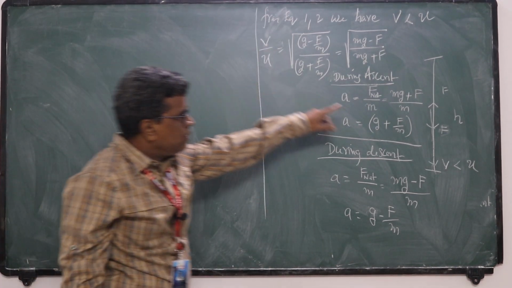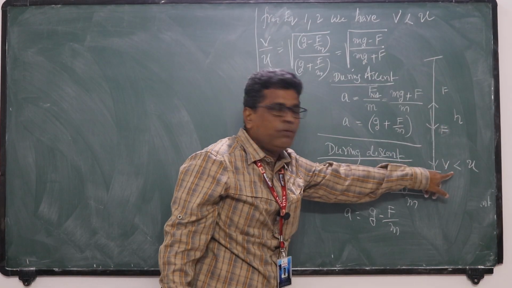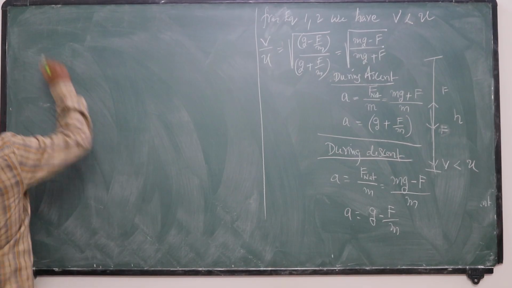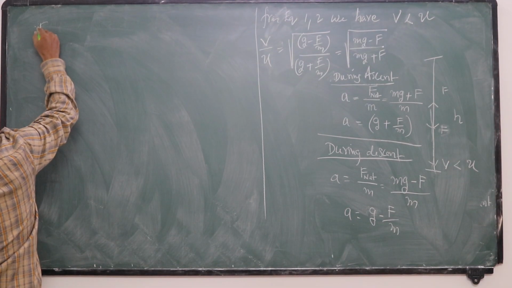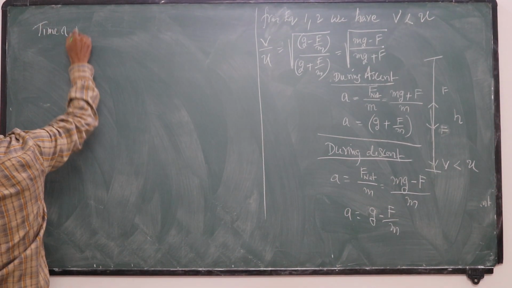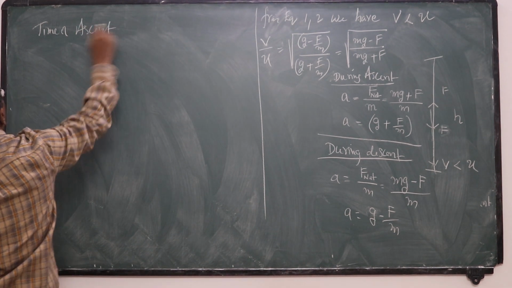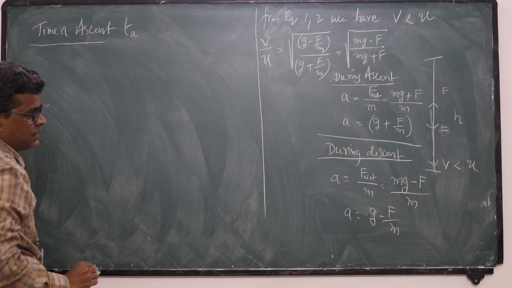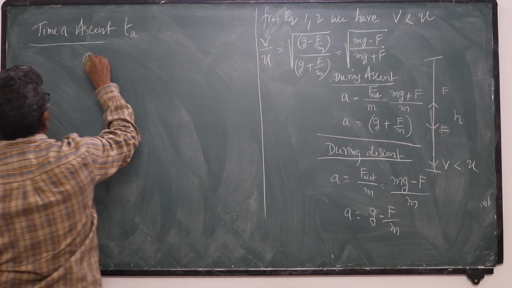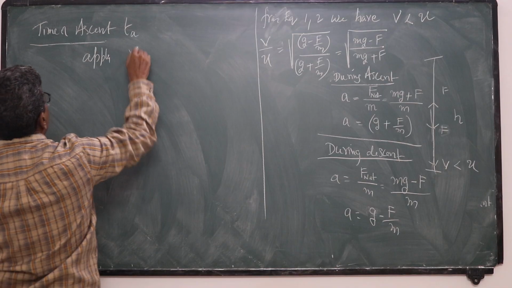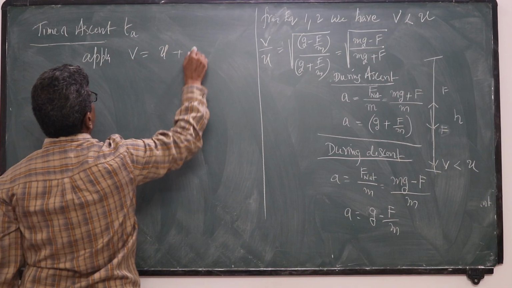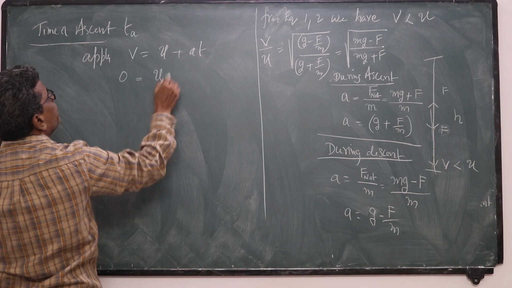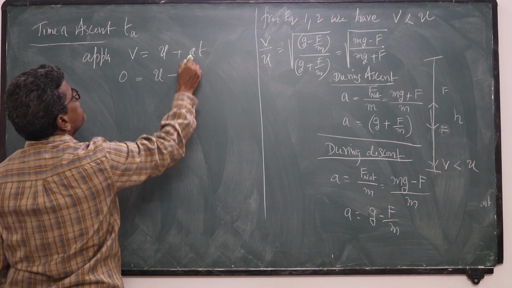Okay. So I want the time of ascent if air resistance is considered. Time of ascent, I want TA if air resistance is considered. So apply v is equal to u plus at. Okay. What is v? 0. u is the velocity of projection. What is a?